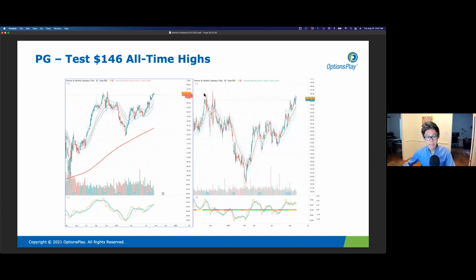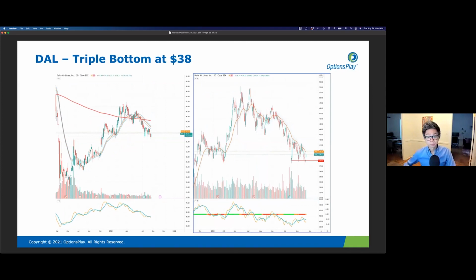This is one that has not broken out yet, so this is one that I think I would want to put on my watch list and see if it breaks out above 146 or so. Another one I want to take a look at that's a bit non-traditional here is Delta Airlines.